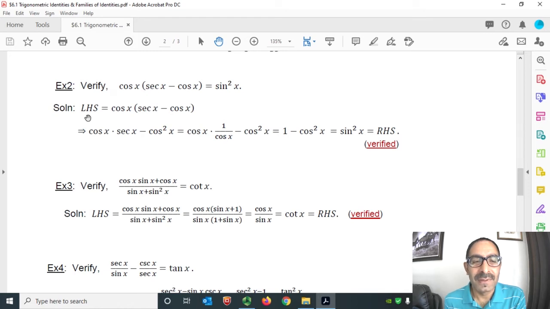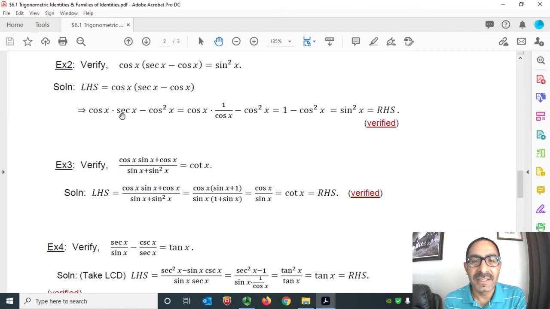LHS is the left hand side. I just copy the left hand side here. Then I distribute. So the cosine x times secant x, plus times minus is minus. Then cosine x times cosine x is cosine square x. The next step, we know the secant x is the reciprocal of cosine x, so I wrote here. Then I copy the second term, cosine square x, as it is.